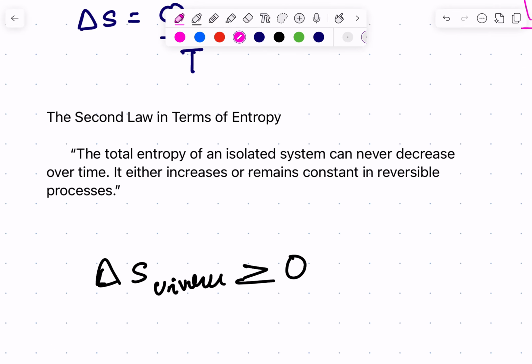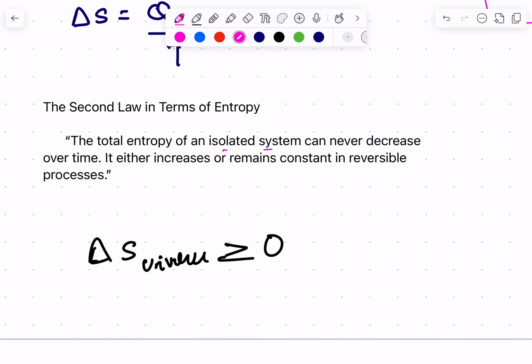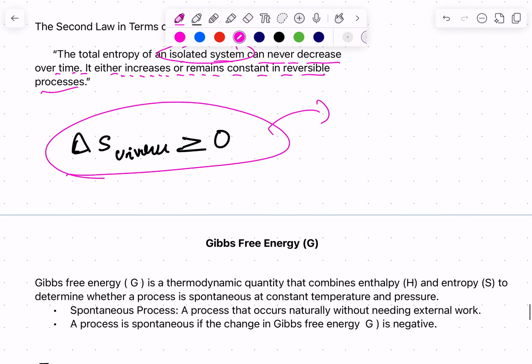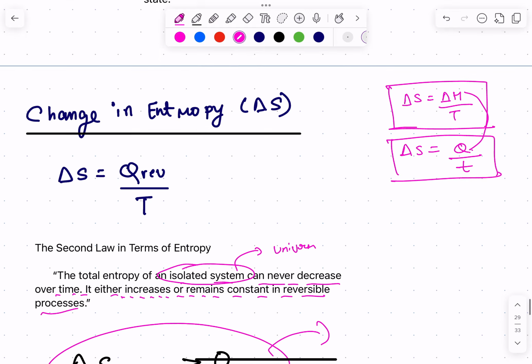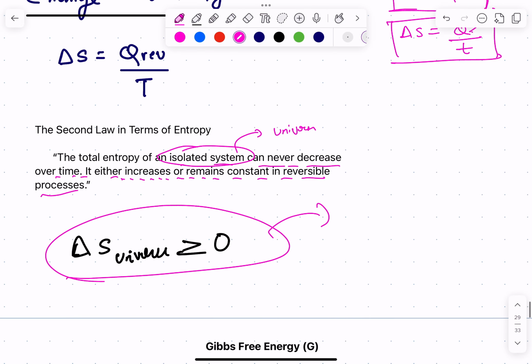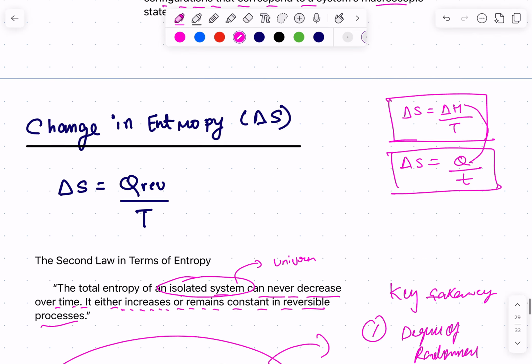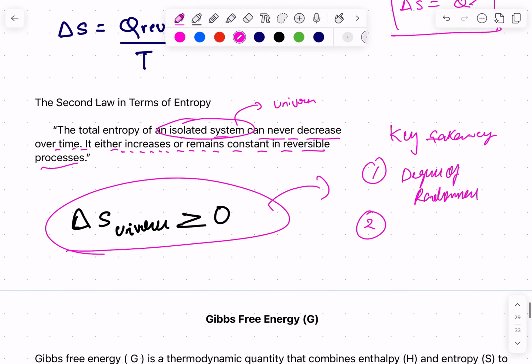The second law in terms of entropy: the total entropy of an isolated system can never decrease over time. If we talk about an isolated system, the best example is the universe. It either increases or remains constant in irreversible processes, and delta S for the universe is always positive, greater than zero. So this is entropy, and we will be doing some questions on it. The key takeaway from what I taught is: degree of randomness, or disorderness. This is the main thing.